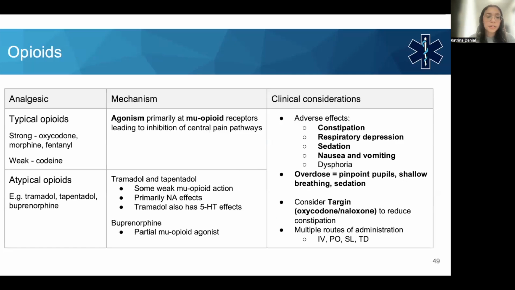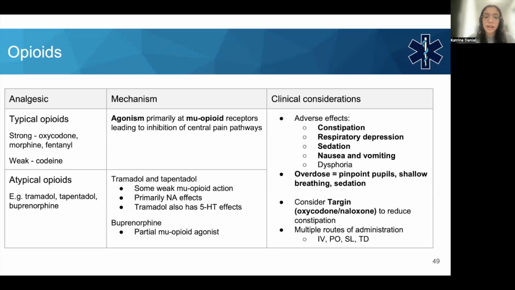And then for the opioids, you have your typical ones like your Endone, morphine, fentanyl, which act at the mu receptors in the central pain pathways. The problems with these ones is that they can cause constipation, can cause respiratory depression in somebody who's quite sensitive to them, or if you give too high a dose, can cause sedation as well, and it makes quite a lot of patients feel nauseous and vomit.